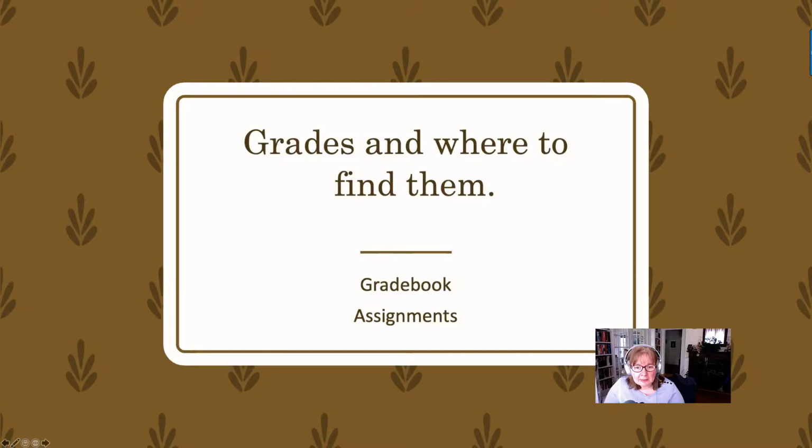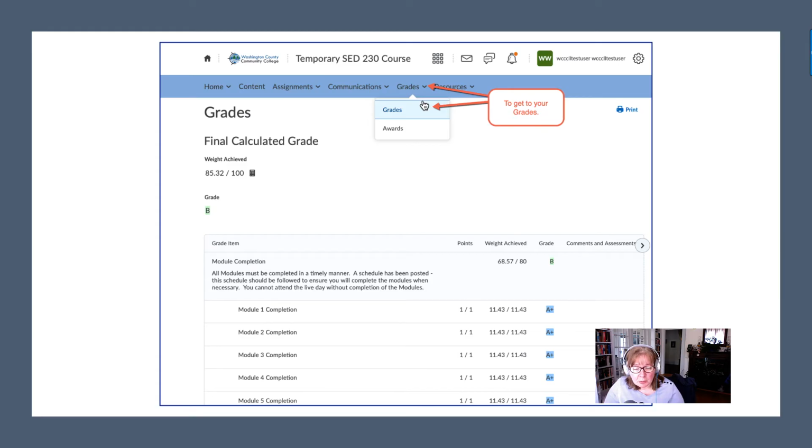Okay, so next up is grades and where to find them. This is really quite easy. To find grades, you just go to the grades page. You click on the drop-down arrow and select grades, and the entire grade book will come up for the student. Depending on how the instructor set up their grade book, if they have a point system, then they will just see the accumulated points.